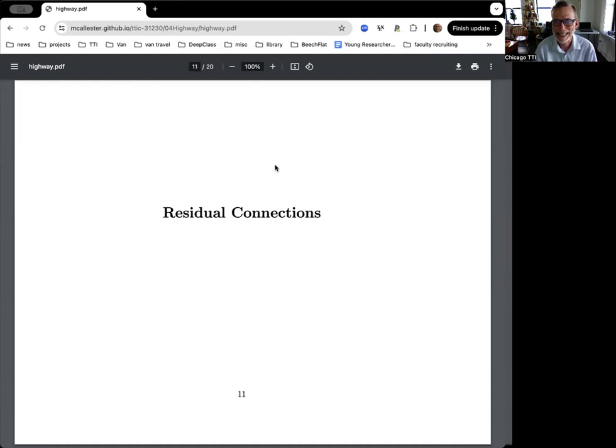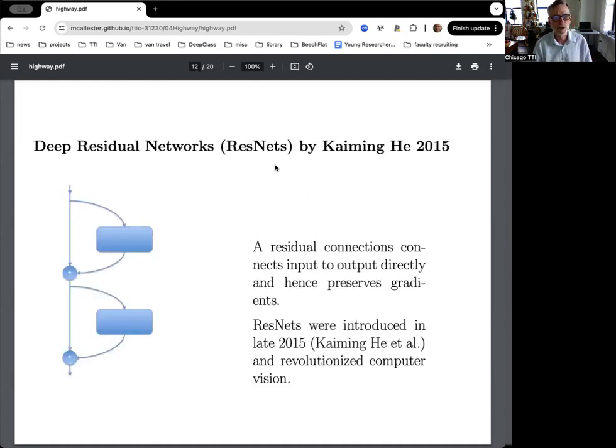Okay, here's the next big innovation: residual connections. Residual connections were a big innovation and are universal in all modern neural networks, just like normalization, just like ReLU. So what is a residual connection? I'm going to draw this with the input at the top and the output at the bottom. This is a very abstract representation of a residual connection.